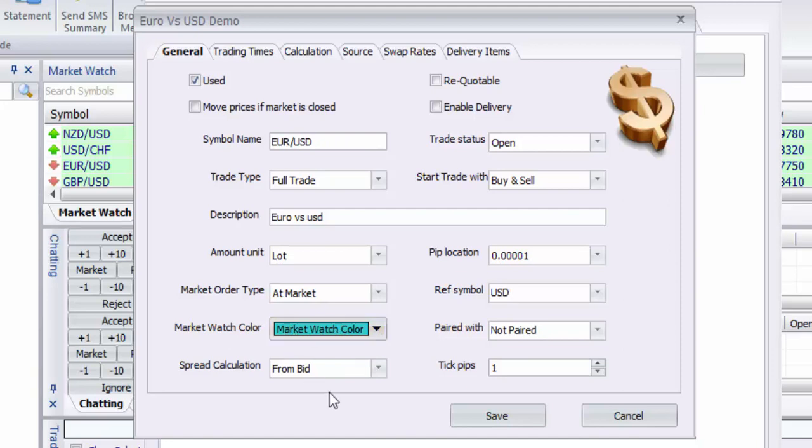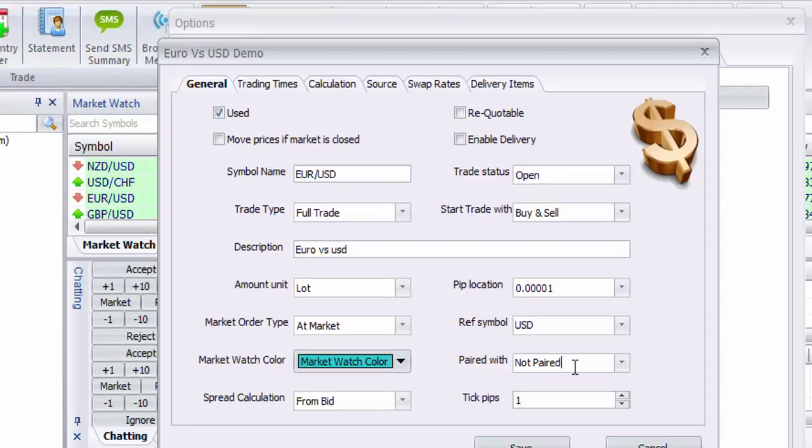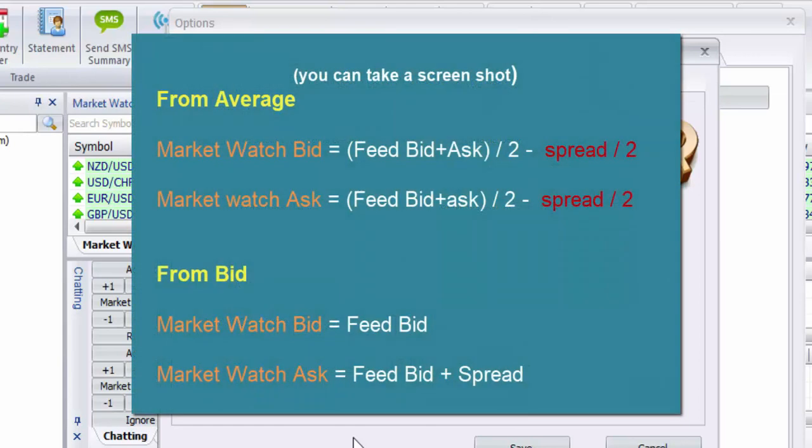The paired with is for the chart, where the new rolled over symbol can have the previous data and chart of the previous months to continue on, so that the analysts and TAs can have a history to build on. This spread calculation, I will show you the calculations of the spread on the screen. So it's actually from bid or from average.